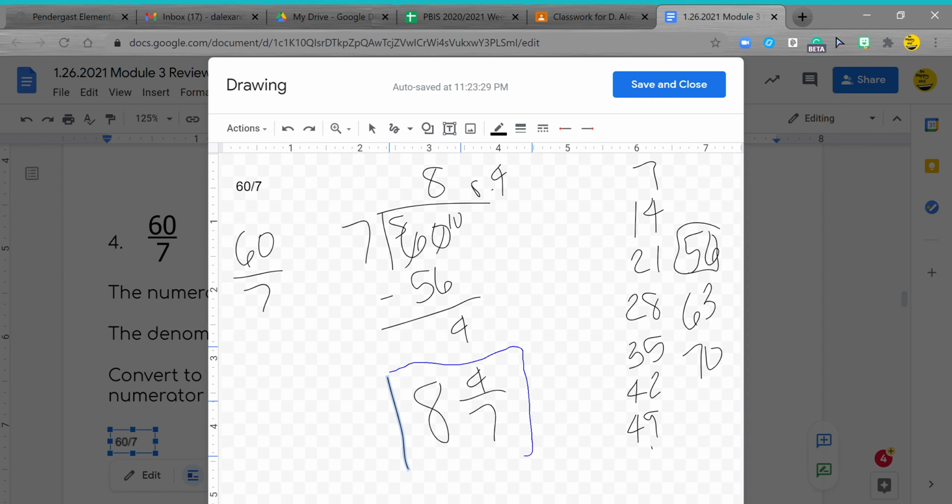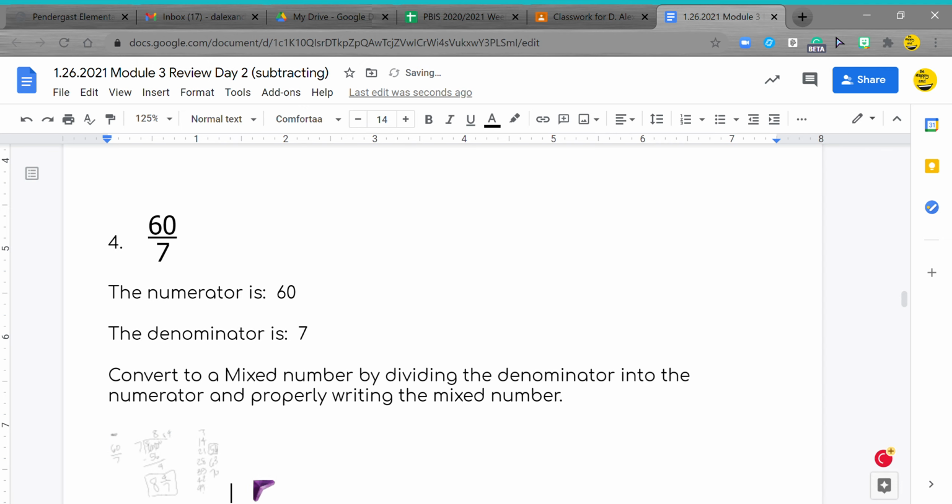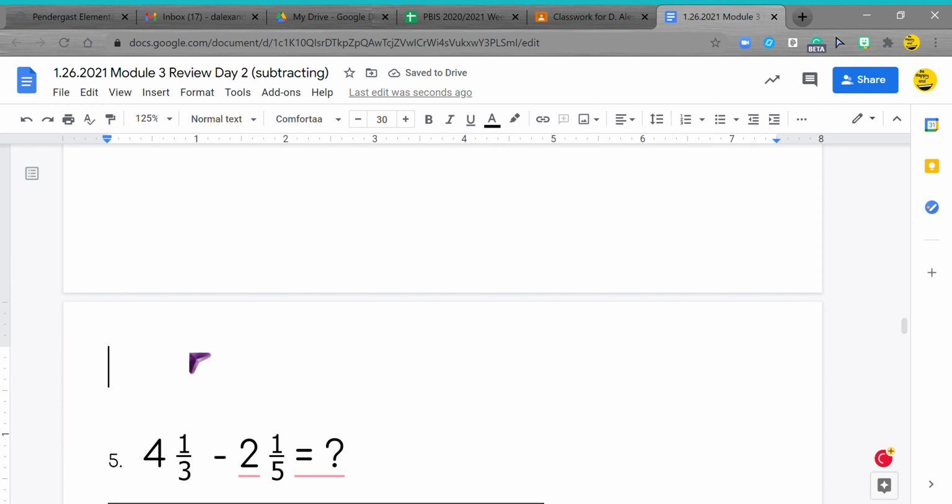And I can't pull out an even number of 4s out of 7, so I hit save and close. Make this just a little bigger so the teacher can see it, because there's my work. So I have 8 and 4 7ths. There you guys go. Let's go to the next one.